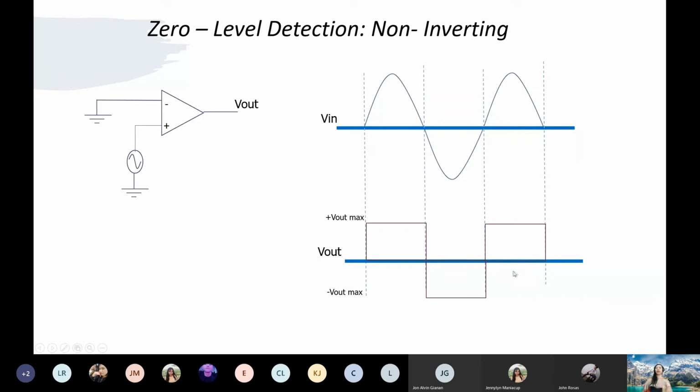So in a way, this comparator seems to convert a sinusoid to a square wave. Whereas last week, integrator and differentiator, in a way it converts square wave to ramp or triangular wave, or vice versa, triangular wave to square wave. Okay, so ito yun, zero level detection, non-inverting. Question? Clear?